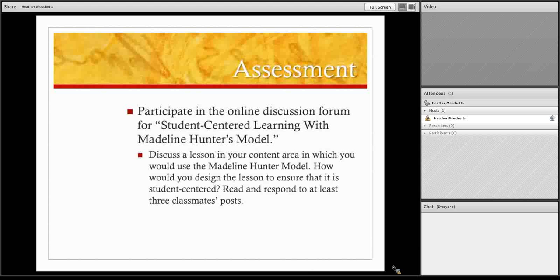And finally, your assessment of what you have gained from this webinar is for you to participate in the online discussion forum titled Student-Centered Learning with the Madeline Hunter Model. The prompt you'll respond to is to discuss a lesson in your content area in which you would use the Madeline Hunter model. How would you design that lesson to ensure that it is student-centered? After you have written your original post, you will read other students' posts and respond to the posts of at least 3 classmates. And you'll find that in the discussion forum section of our course shell.